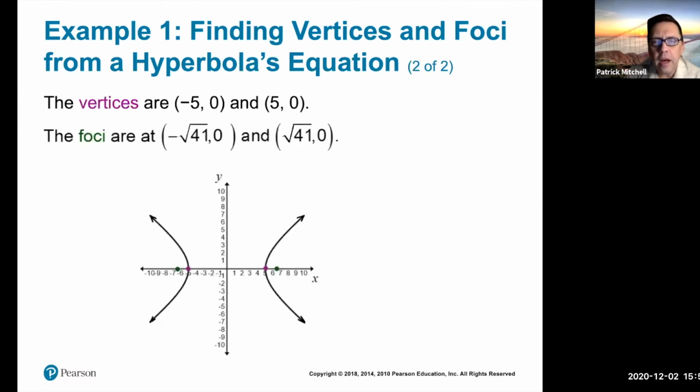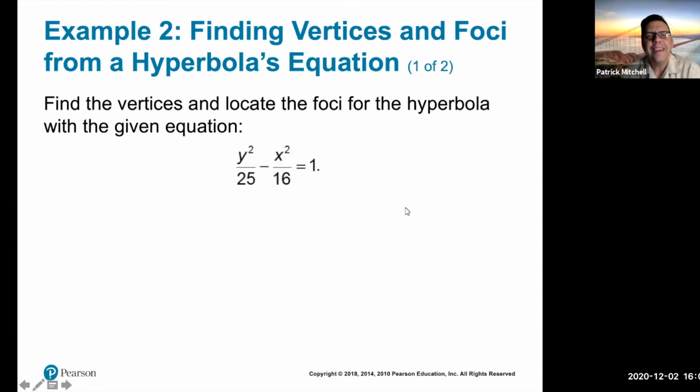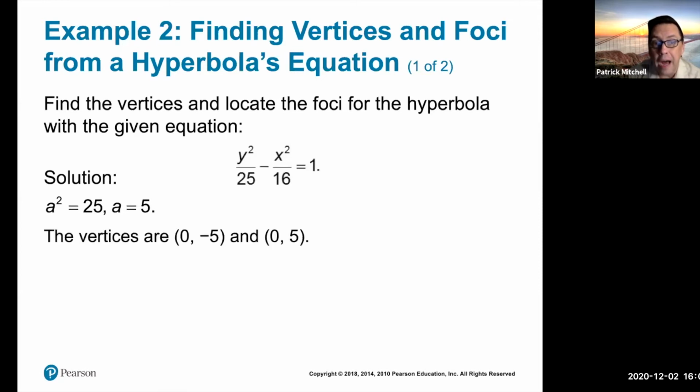All right, they did not ask me to graph this hyperbola, but there's the graph. Okay, so for the next example, we're going to find the vertices and locate the foci for the hyperbola with the equation y squared over 25 minus x squared over 16 equals 1. So just like in the last example, a squared equals 25, which means a equals 5. The difference this time is that the vertices are on the y-axis at (0, -5) and (0, 5).